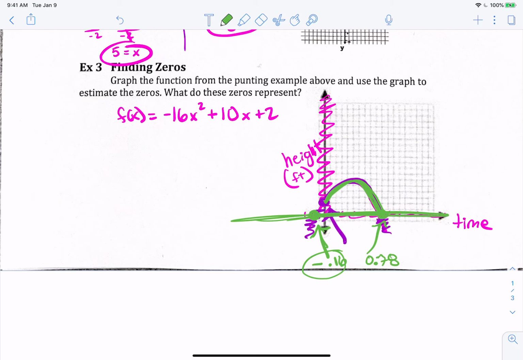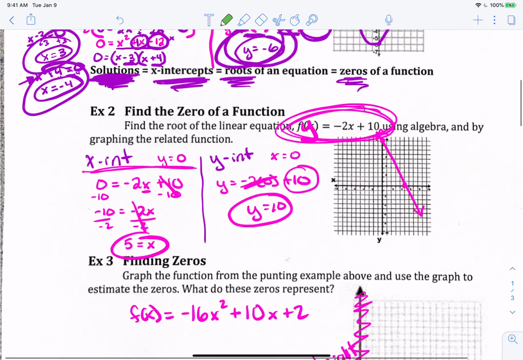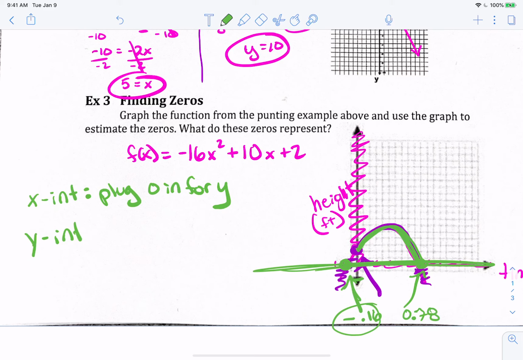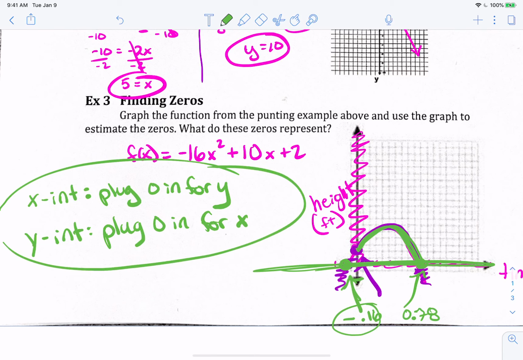Okay, good. There you go. We are trying to find the x and y intercepts. How do you find x intercepts again? Plug zero in for y. Y intercepts: plug 0 in for x. That's the whole meat and potatoes of the whole thing.